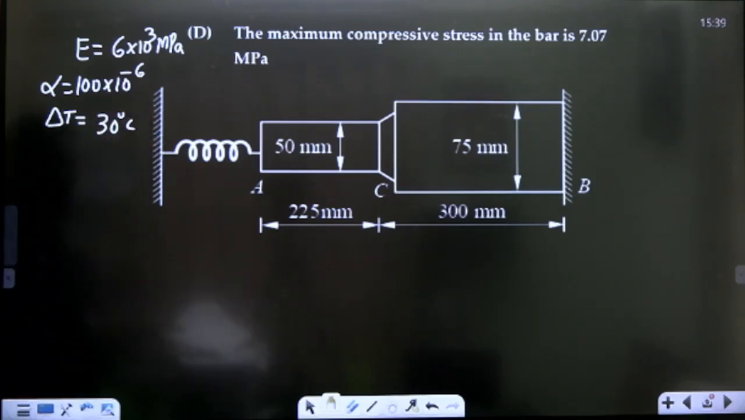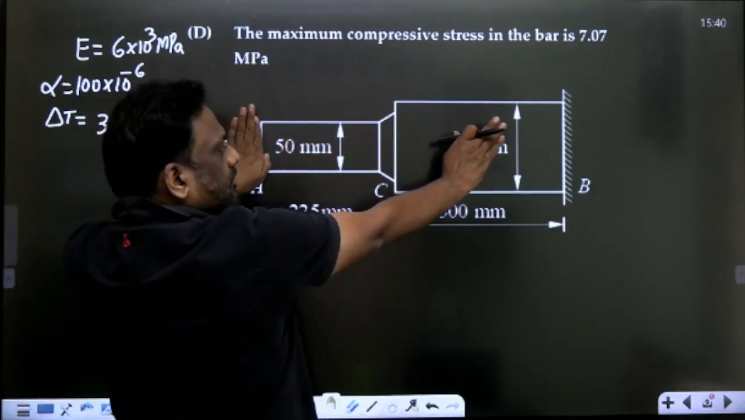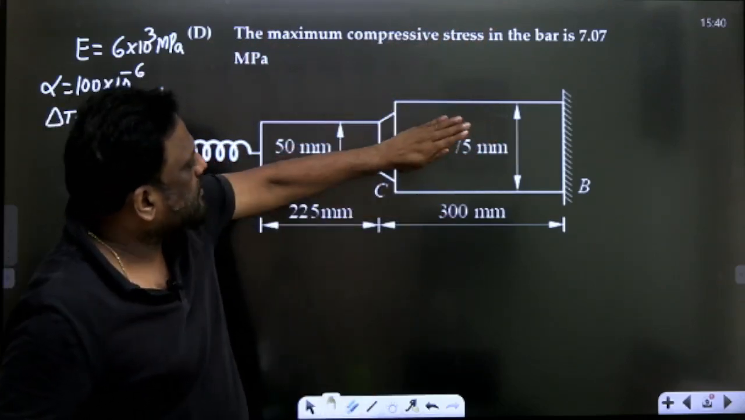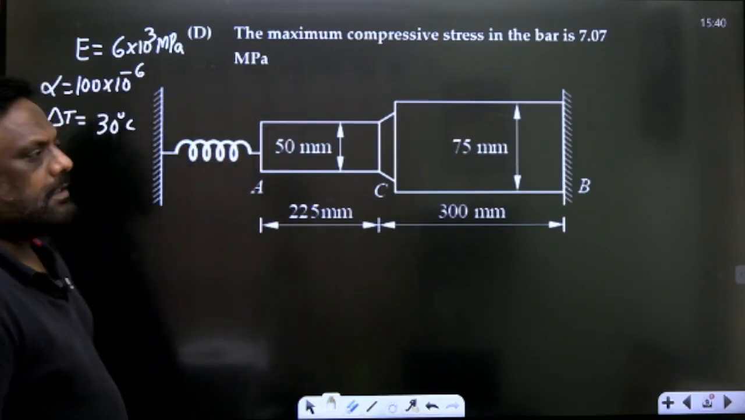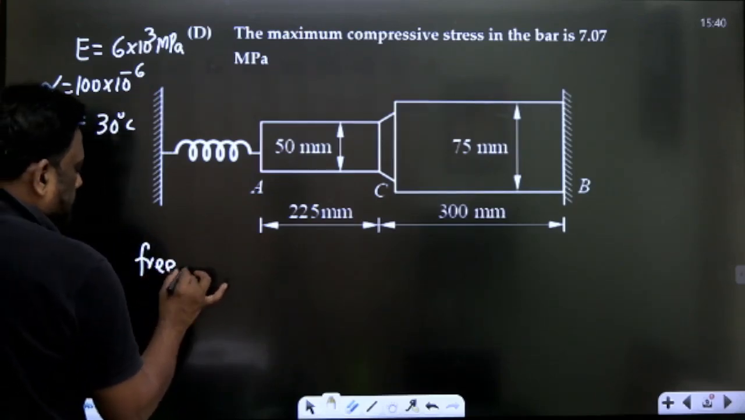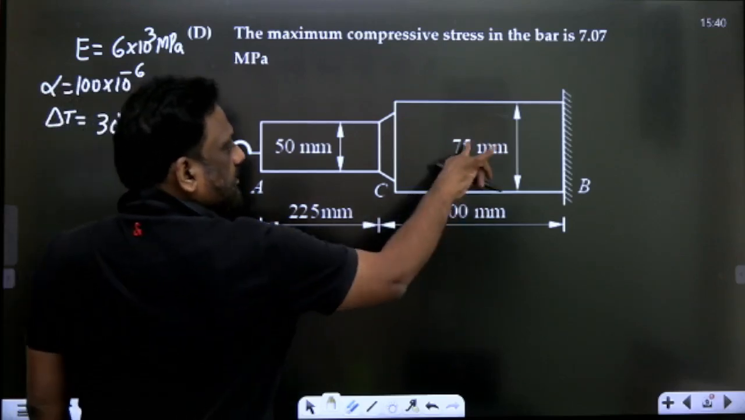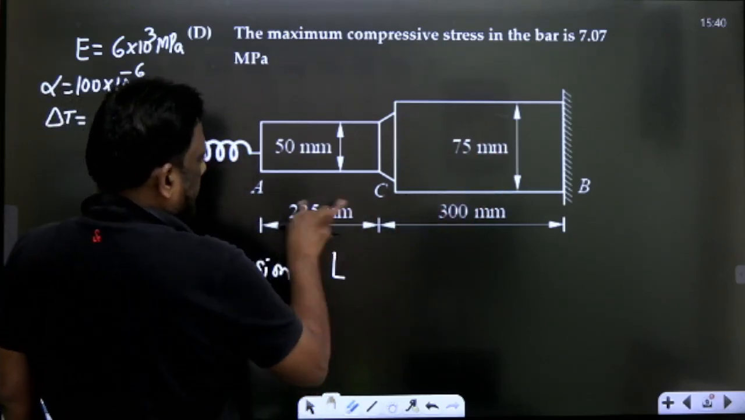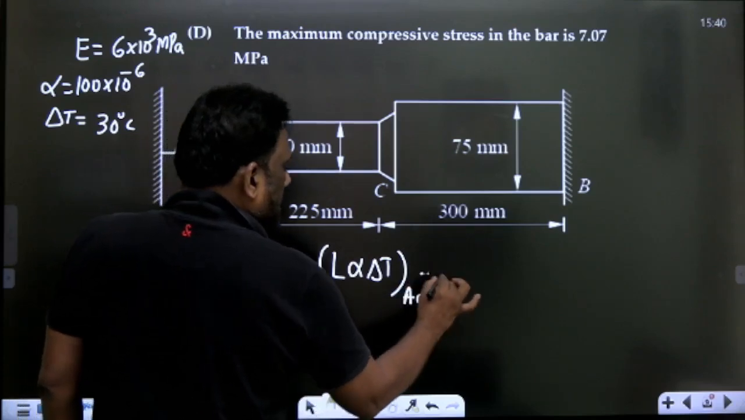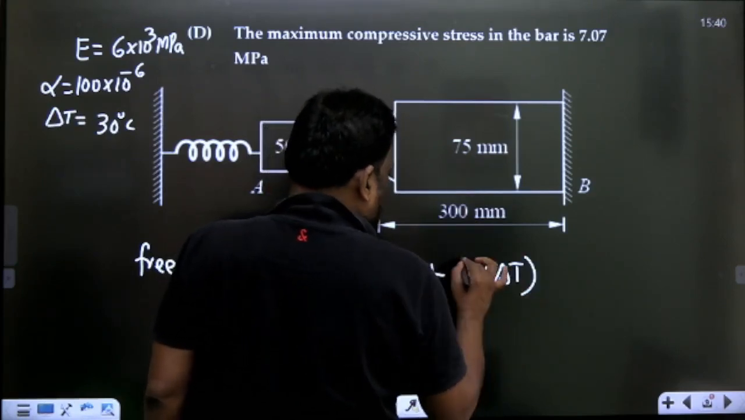Very simple, nothing much to do. Only this portion is heated. So what will happen? It will expand freely. So let us calculate the free expansion of this portion and of this portion, L alpha delta T. For AC it will be L alpha delta T for the AC portion, plus the free expansion for this, L alpha delta T for the portion BC.